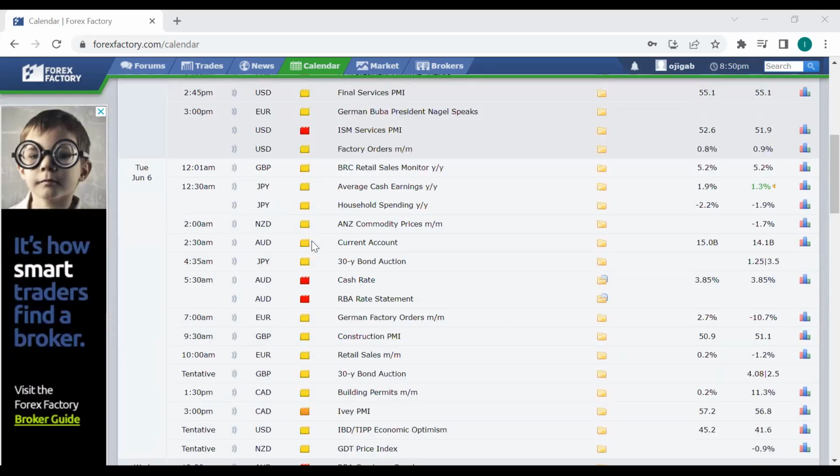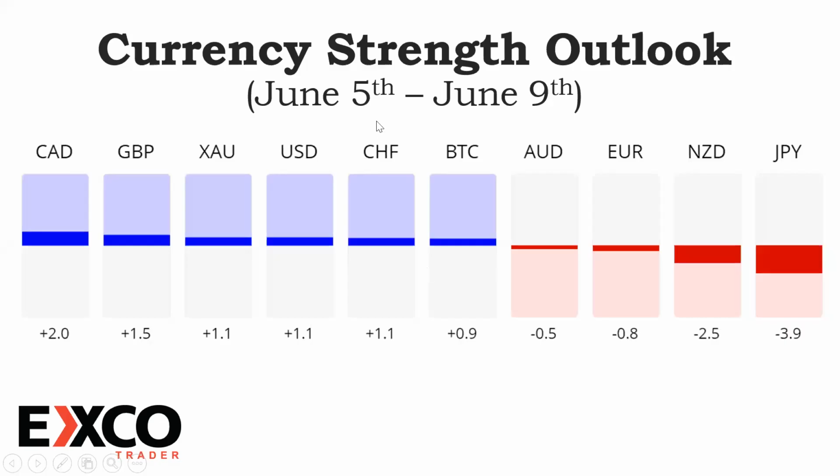Aside from that, every other pair is looking to have a clean run for the week, and we'll see exactly how that plays out with the charts and with the market conditions that we have. So next on the line, we will be looking at the currency strength outlook for the week.